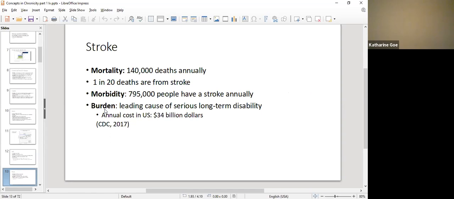Stroke is sort of a subset of coronary artery disease, and the mortality for that is about 140,000 deaths annually. 1 in 20 deaths are from stroke. The morbidity is almost 800,000 people have a stroke annually. And the burden, it's the leading cause of serious long-term disability. Annually, the cost to victims of stroke, costs and care, are $34 billion in the US. And so you can see that takes a pretty heavy toll as well.